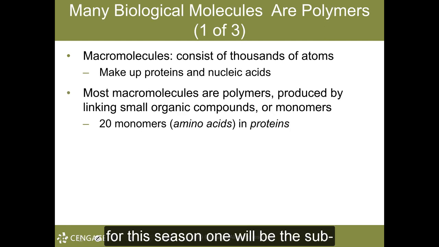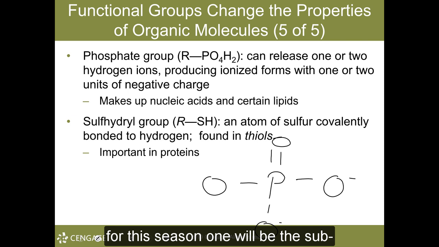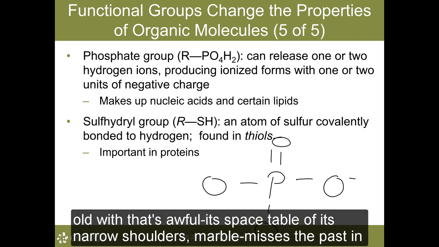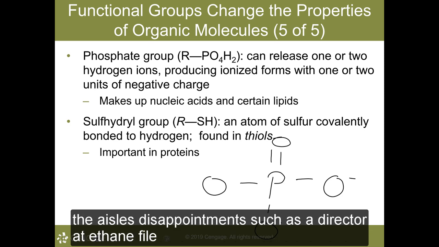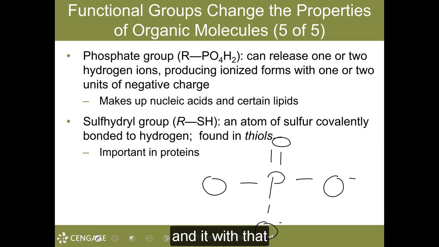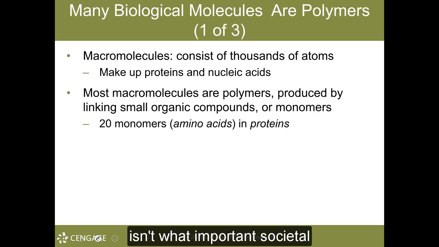One more will be the sulfhydryl group. With that sulfhydryl group, it's pretty stable. It's an atom of sulfur that's covalently bonded to a hydrogen. This is found in the thiols, such as ethanethiol. And it's important in proteins, the sulfhydryl groups are.